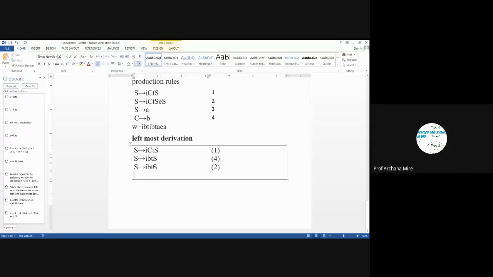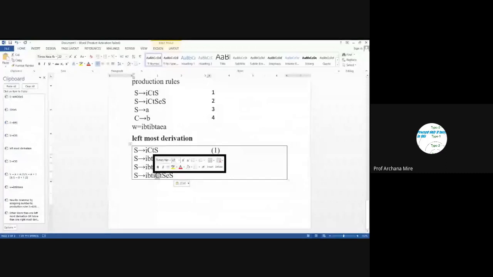This S will be replaced with ICT-SES. This S has been replaced with ICT-SES. Once again, the same thing, we have to replace the leftmost non-terminal. The leftmost non-terminal is this C, which can be replaced with small b by using production rule number 4. So we will write here 4. We will write here b, that is production rule number 4.